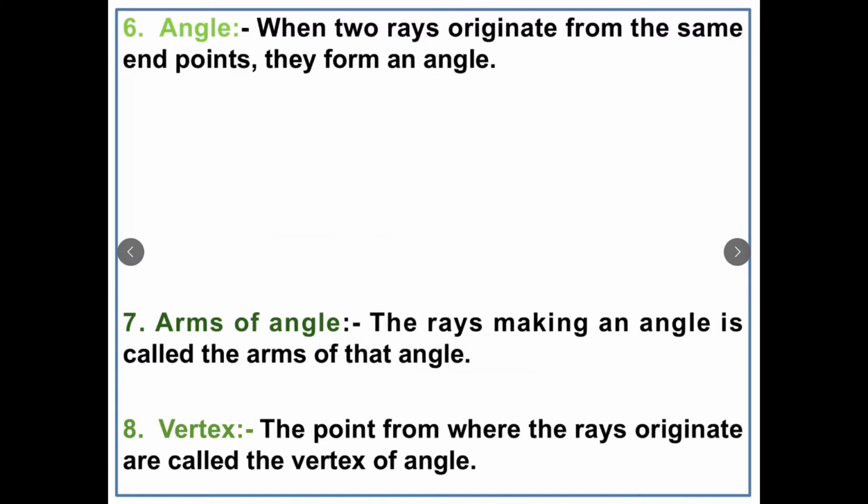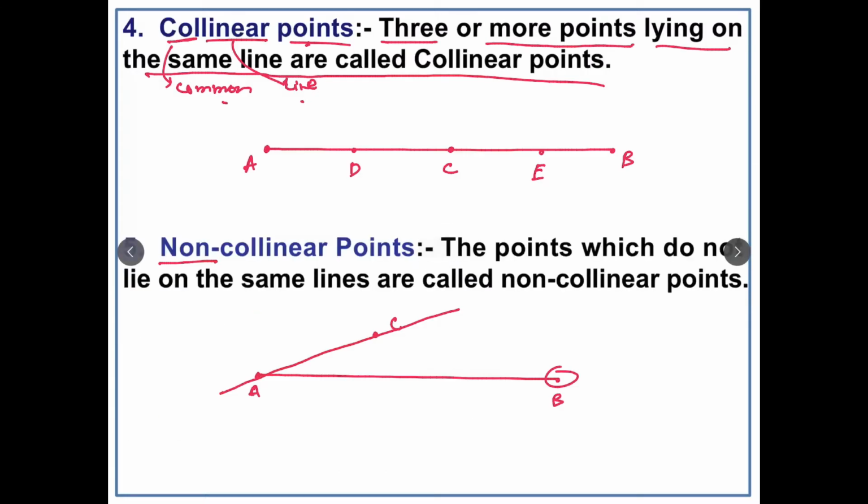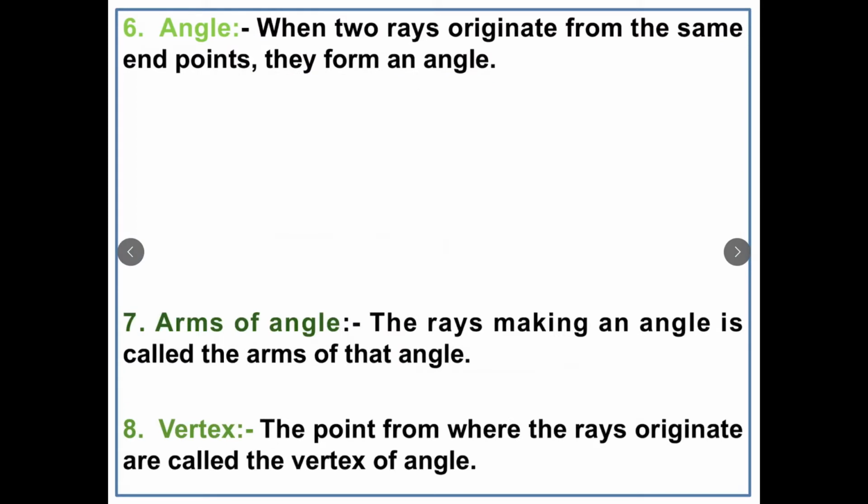This is something you've been studying from class 6. An angle is formed when two rays originate from the same endpoint. Let's say we have two rays which originate from the same endpoint. So we have one ray here, and there is another ray which is also originating from this same point, like this. Let's put the arrow on the other end, and they are starting from this point.